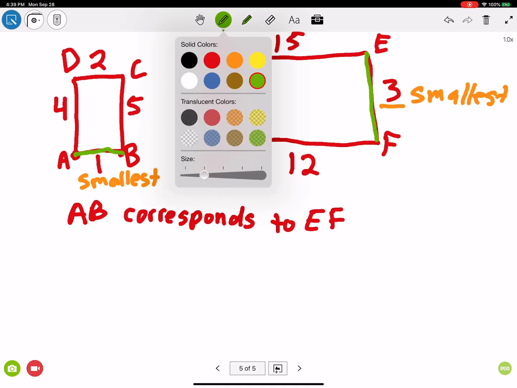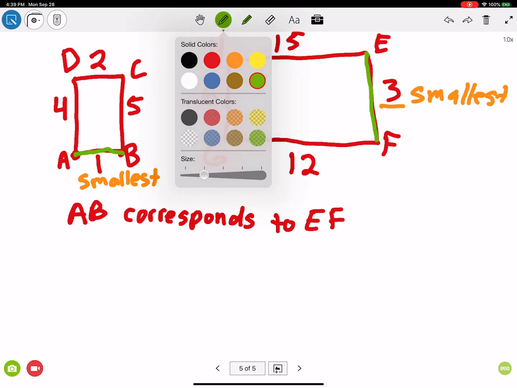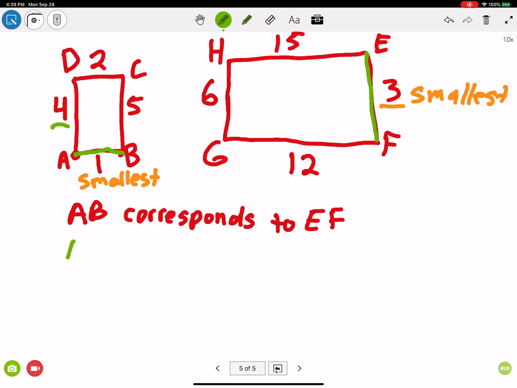Now, let's keep going. I'm going to keep the green. What about AD? What about, oops, I meant to pick red. What about AD? That's still not red. I think I'm losing my mind. Here we go. AD. What does that correspond to? What is its corresponding side?